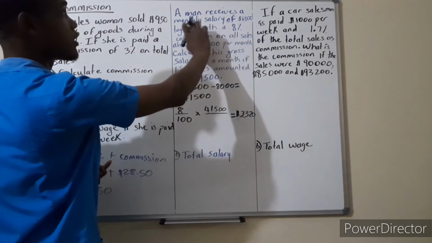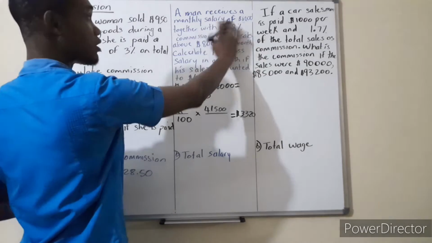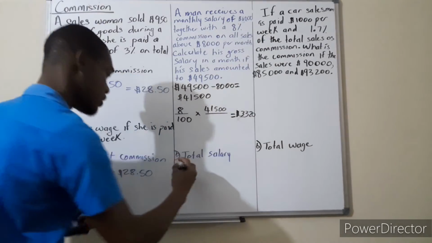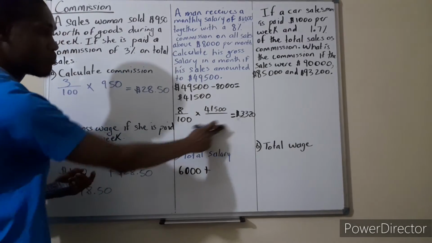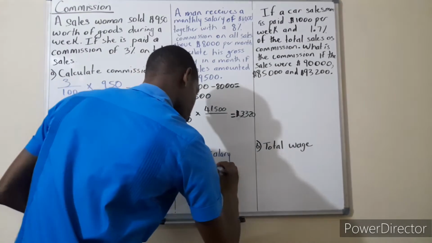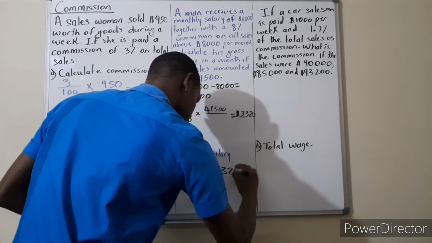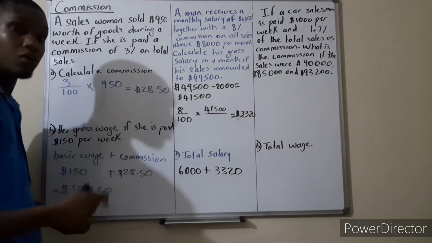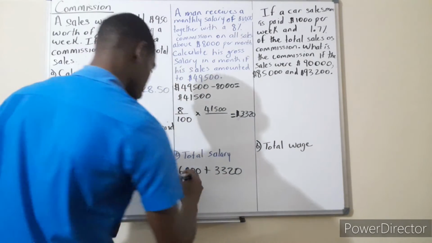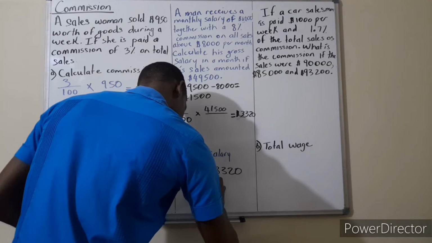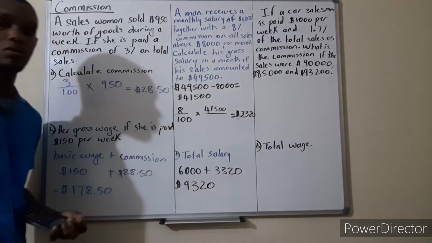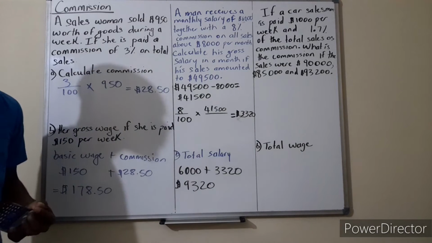So the basic salary, the man receives a monthly salary of $6,000. So that would be $6,000 plus the commission, which is $3,320. So $6,000 plus $3,320 would give you a total salary of $9,320. So it's all based on the understanding.